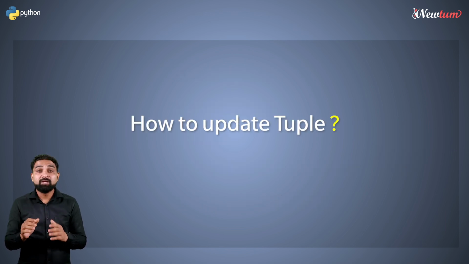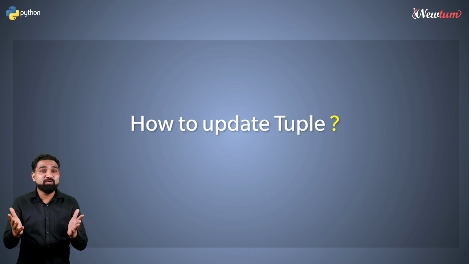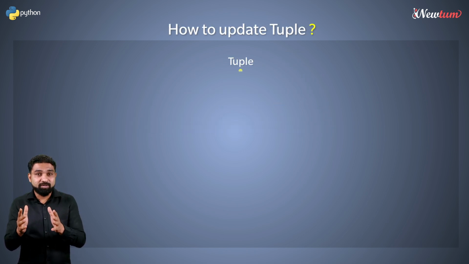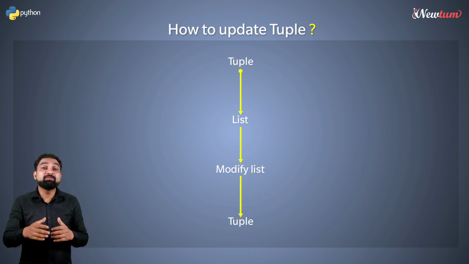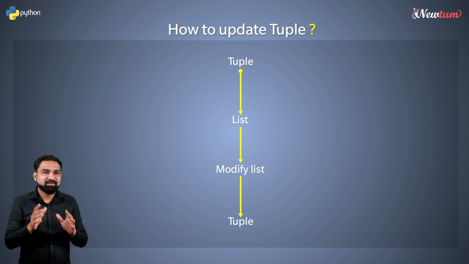By definition, tuples are immutable. We cannot modify them. And it's true. So how to modify the tuples? The logic is, we can convert the tuple into a list, modify the list, and then create a different tuple from the list. Confused? Let's see with an example.